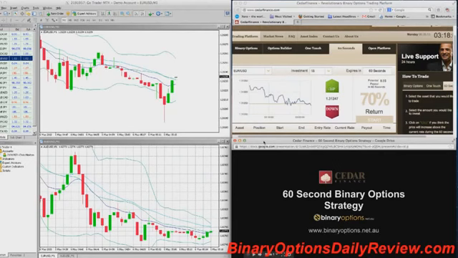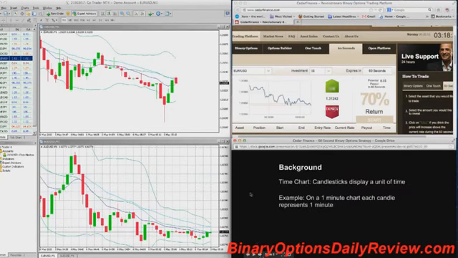This is basically exactly the same as my generic 60-second binary option strategy, but this time I'm actually using the Cedar Finance broker to place the trades. So that's the only difference you're seeing here.